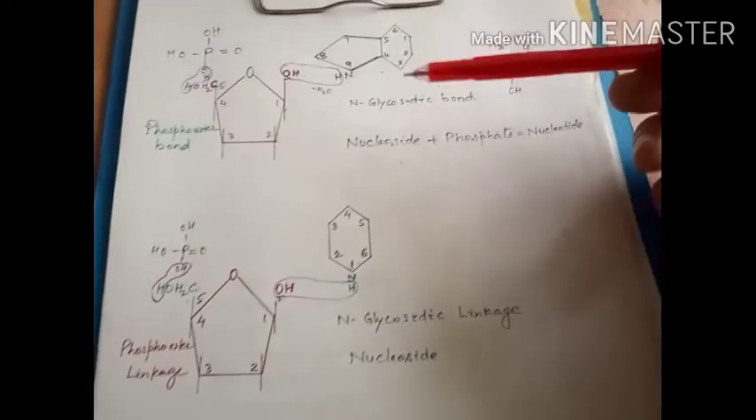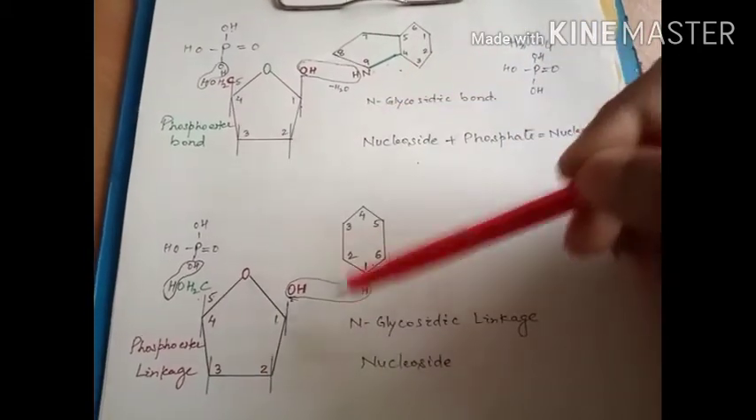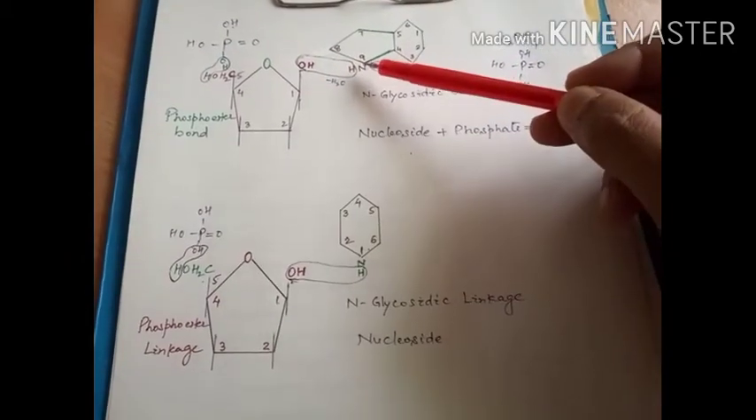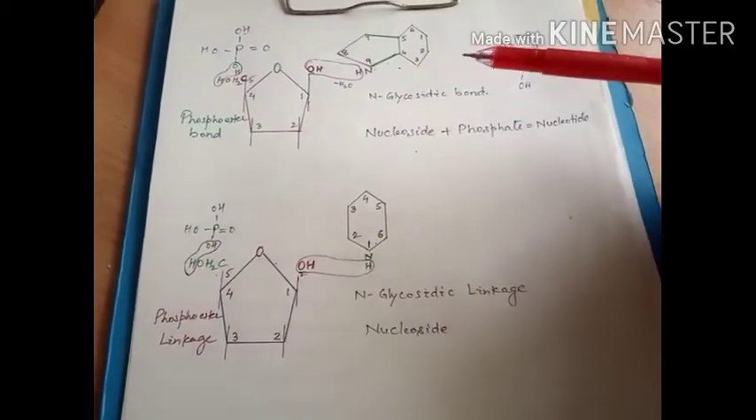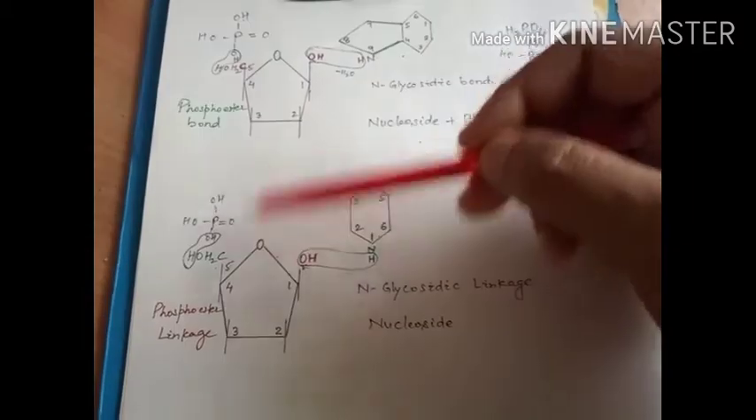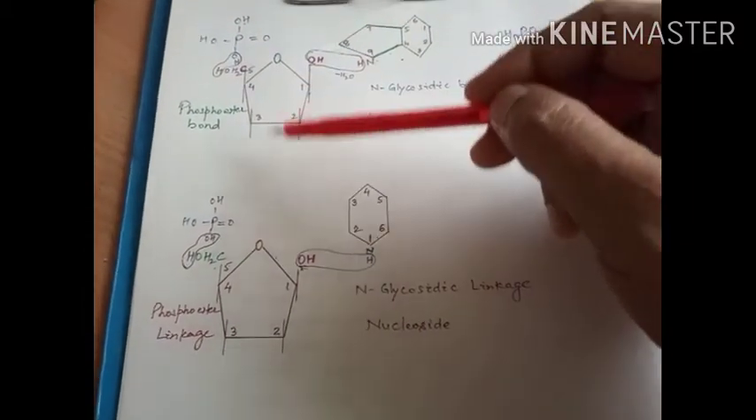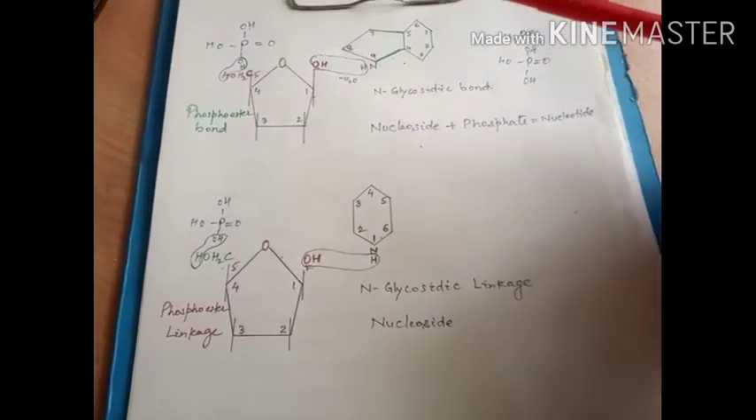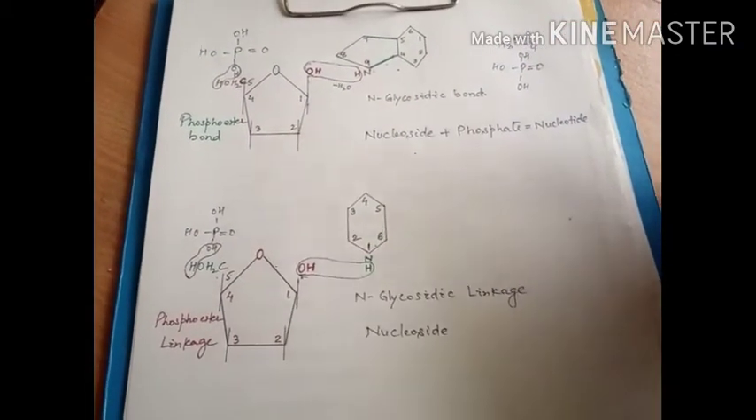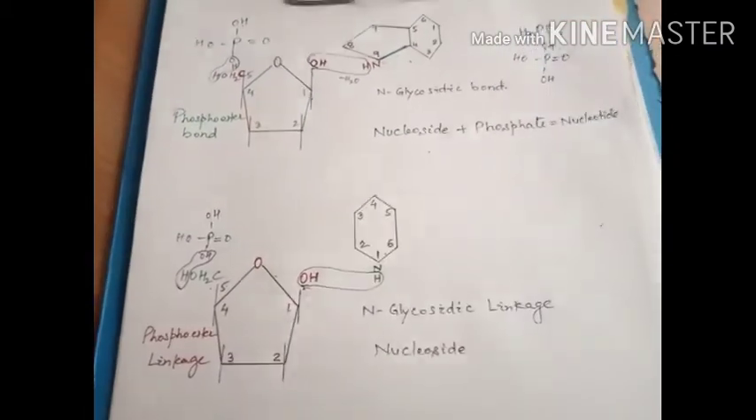Now suppose we have made two nucleotides, the first nucleotide molecule and the second nucleotide molecule. Now again they are joined to each other, then a strand of polynucleotides would be formed. So we'll discuss how that takes place.